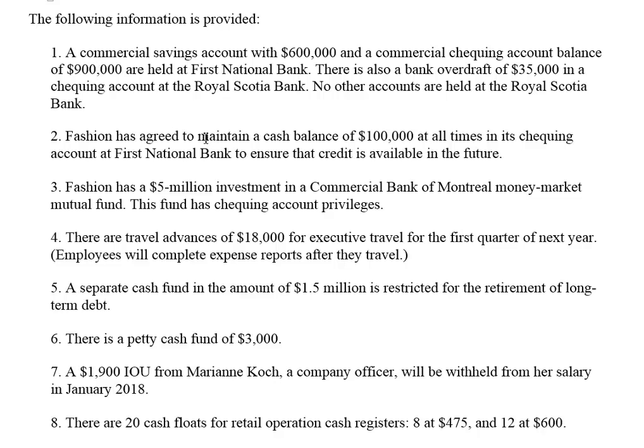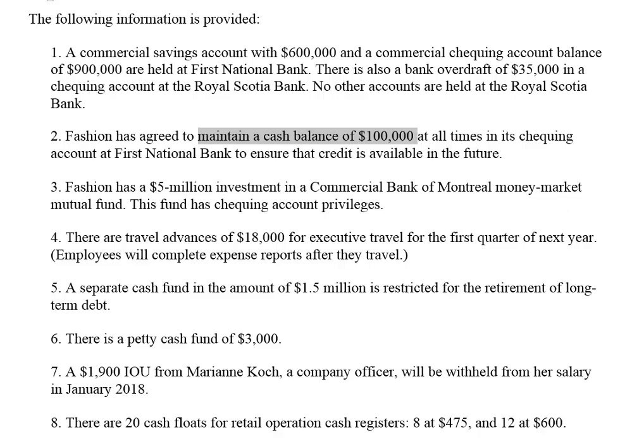Fashion agreed to maintain a cash balance of $100,000 at all times in its checking account at First National Bank. Now, this part here, when it says they've agreed to maintain a balance, that's what we would call a compensating balance. Many times banks might want you to have a compensating balance so that, say for example, there's a loan outstanding with that bank, they want to make sure they could dip into that little reserve that you're keeping as a compensating balance at their request. So if you don't pay all or part of your loan, they can attach to that.